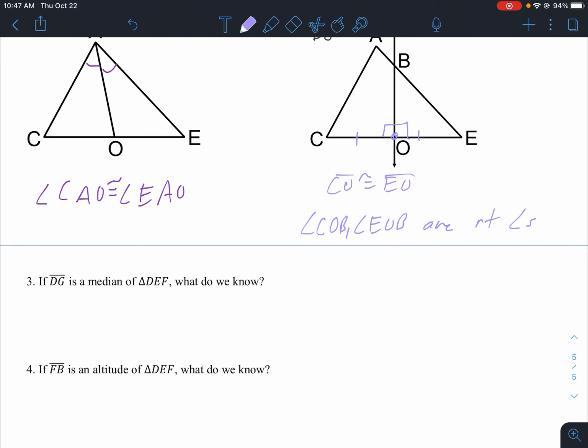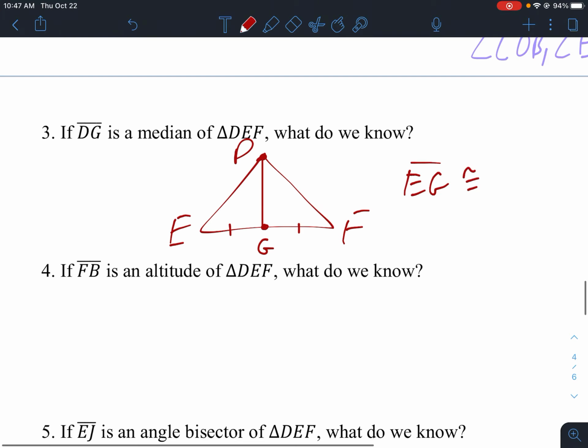All right, number 3, if DG is a median, what do we know? All right, so why don't we draw a triangle DEF? It doesn't have to be anything special, just draw a triangle DEF. And DG is a median. Well, you might be thinking G's not here. That's because G is a midpoint. So if it's coming from D, it must be going to EF. So draw in DG. And what do we know? Since it's a median, those 2 segments are congruent. So EG is congruent to FG.